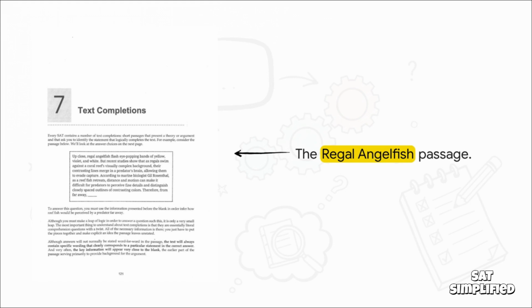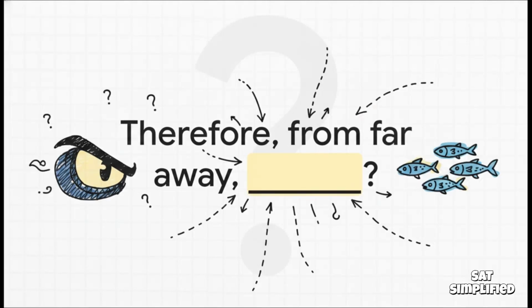Up close, apparently they're super brightly colored, but as they retreat against a coral reef, their lines merge. Marine biologist Gil Rosenthal notes that distance and motion make it really difficult for predators to perceive fine details. So notice how we're building up a highly specific scenario right here. And then, boom, we hit the twist. Therefore, from far away, blank.